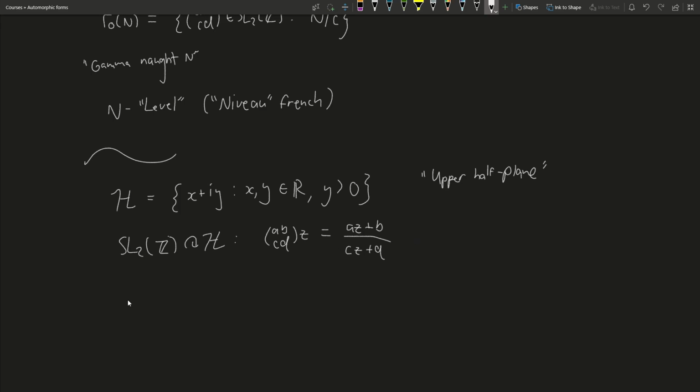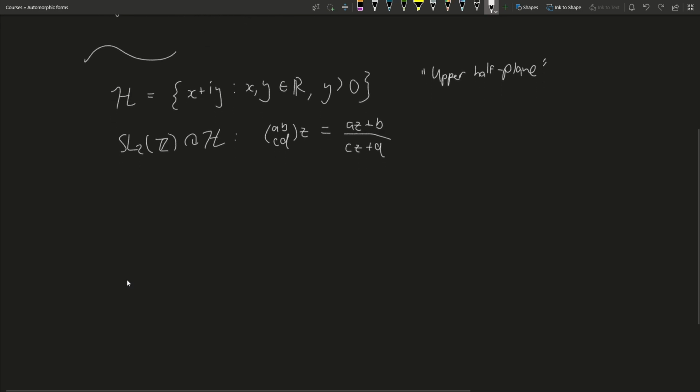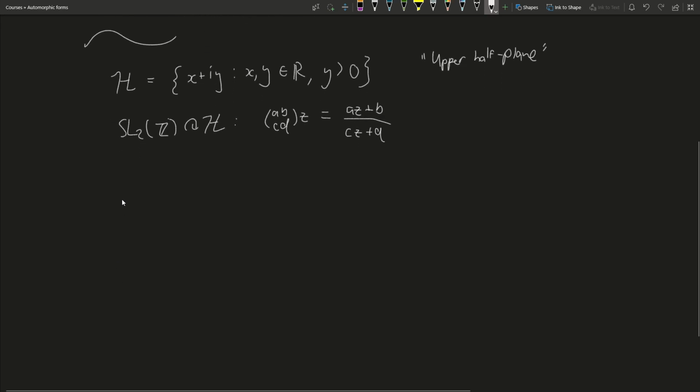And one thing you'll notice about this action is that minus the identity matrix acting on Z, by definition this is going to be minus 1 times Z plus 0 over 0 times Z minus 1, and this is again Z, right? So minus I acts as the identity on the upper half plane under this action of Mobius transformations.